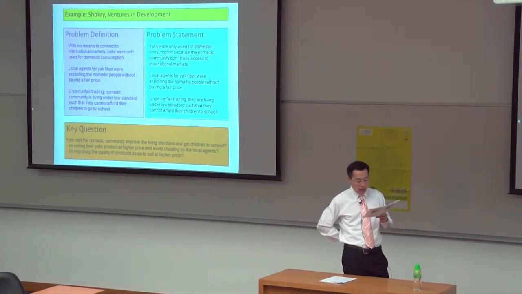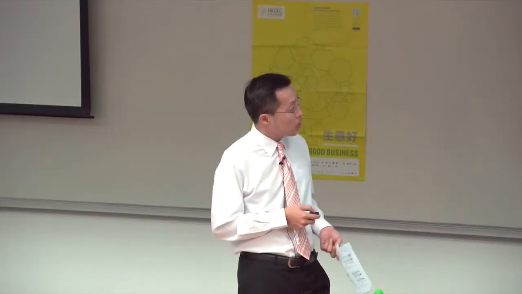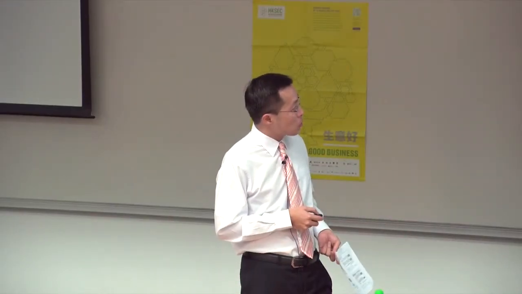And the problem statement, you can rewrite it as yachts were only used for domestic consumption because the community doesn't have access to the international market. Okay? We use similar tactics. They don't have access to something, and local agents were exploiting them, and they are not having a good standard to afford to go to school.